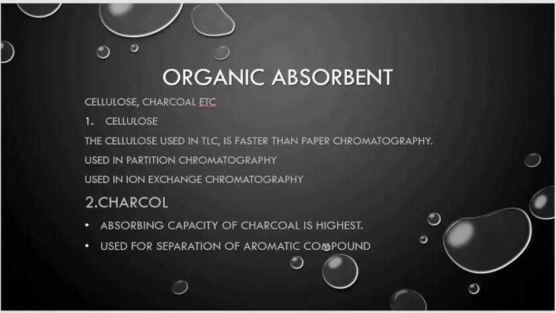That was all inorganic. Now organic adsorbents. Organic adsorbents are cellulose and charcoal. Cellulose is used in TLC and is faster than paper chromatography, used in partition chromatography and also in ion exchange chromatography. The next one is charcoal, and it has the highest adsorbing capacity of all other adsorbents, and it is used for the separation of aromatic compounds.